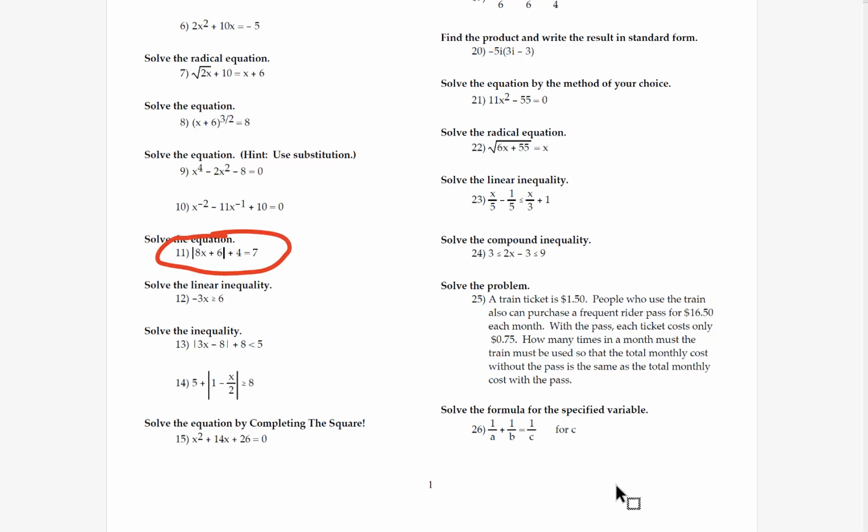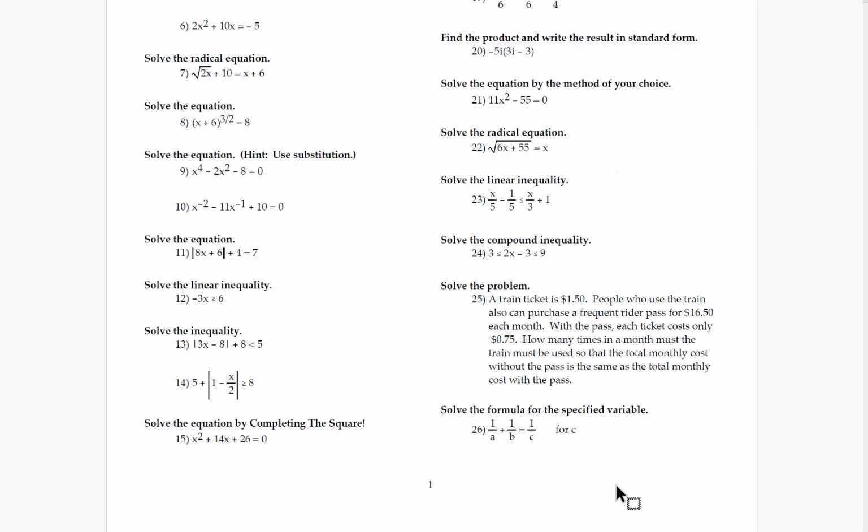Okay, absolute values. One of the most common mistakes students make with them, and I'm not even sure they realize what they're doing, is they basically treat it as if the absolute value is not there, and then they solve that equation. Well, that's not going to work. If you're ignoring part of it, then you're doing something wrong. You can't just solve 8x plus 6 plus 4 equals 7. You have to do something with the absolute values.